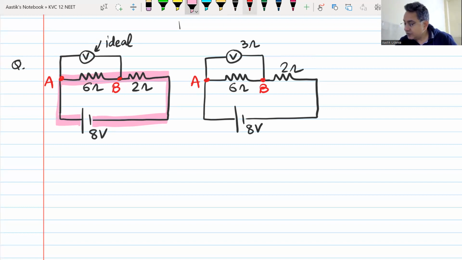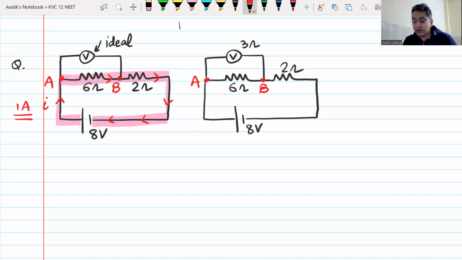So, sir, if I have to find out this current, I can easily find out the value of this current. What will be the value of this current that is flowing? The total voltage is 8 volt and the total resistance is 8 ohms, so the current will be 1 ampere. Do we understand this? Yes or no?